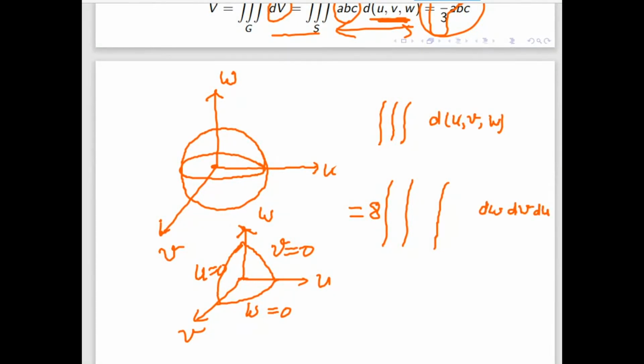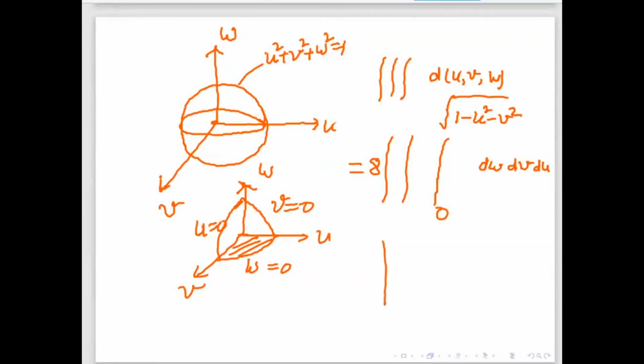So what is the limit of w? It will start from 0, this one, and it will go up to the sphere. So on the sphere, what is the value of w? It will give square root of 1 minus u square minus v square, because this sphere equation is u square plus v square plus w square equal to 1. So now this is the limit of w.